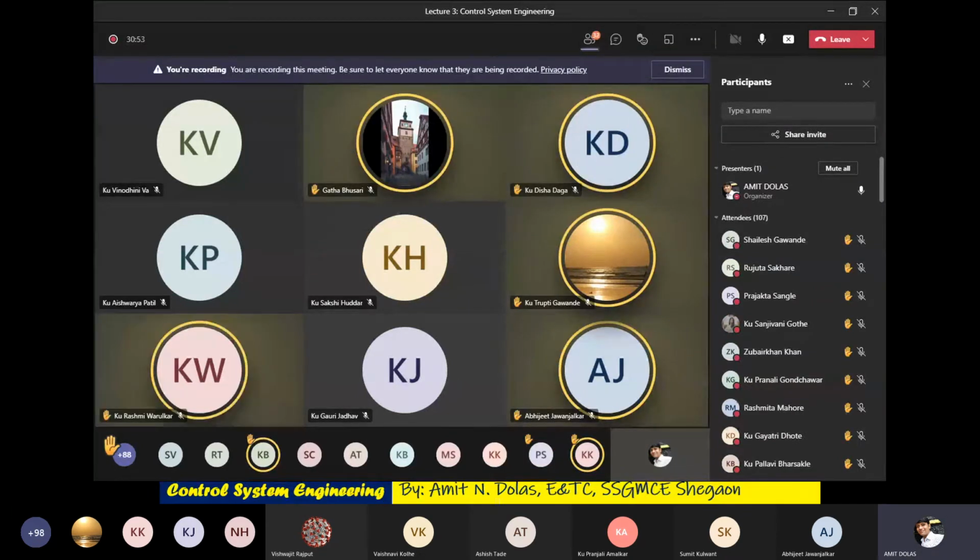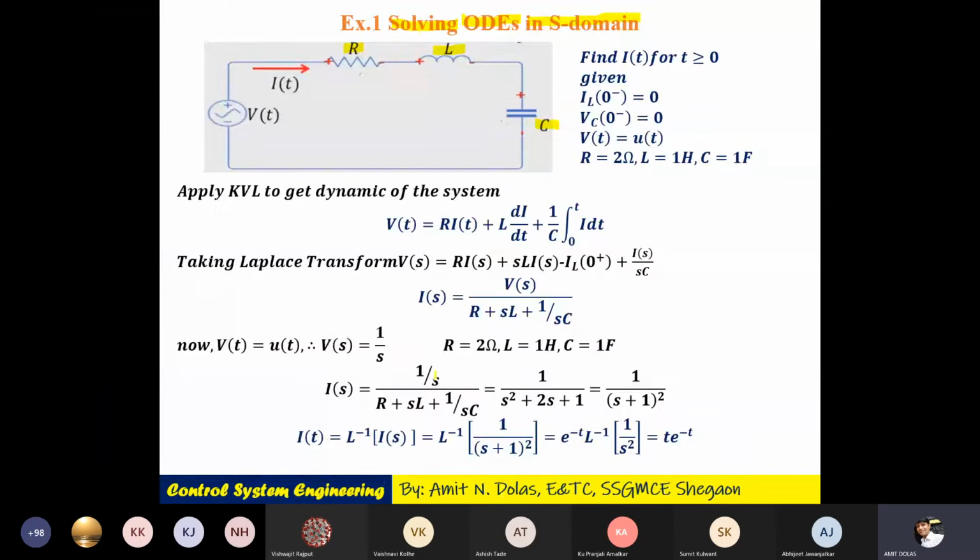Yes, thank you. So, solving the example. R, L, and C are in series, through which i of t is the current which is flowing like this, of course, and v of t is the signal which is applied.